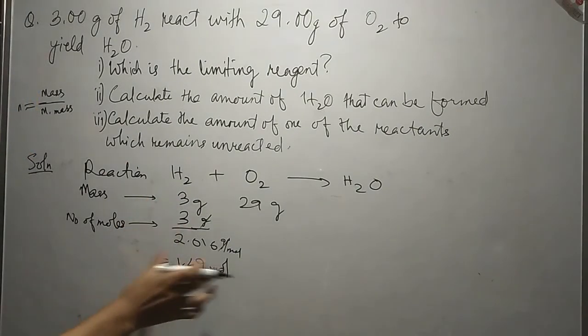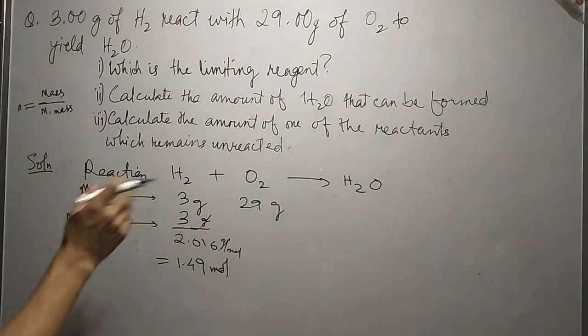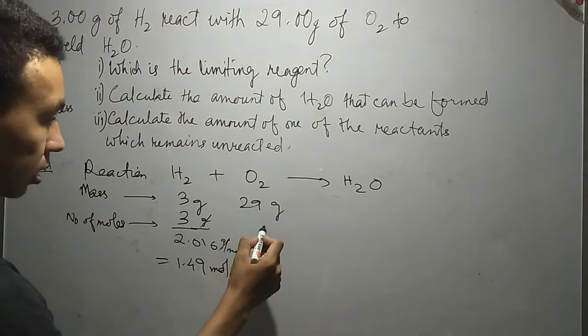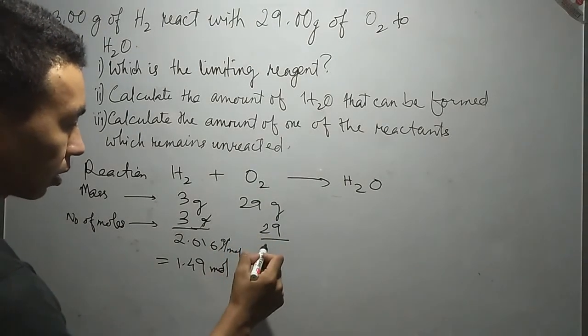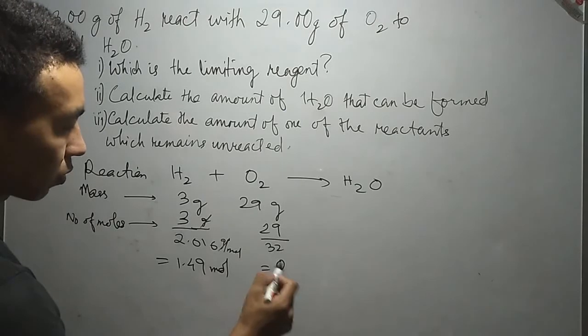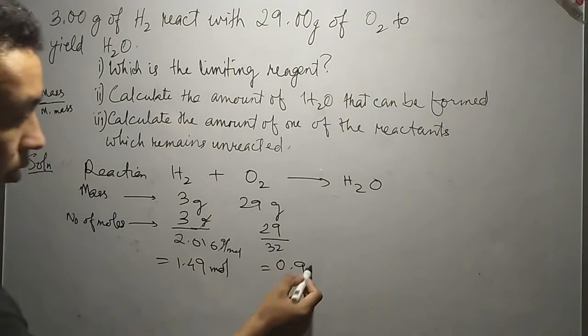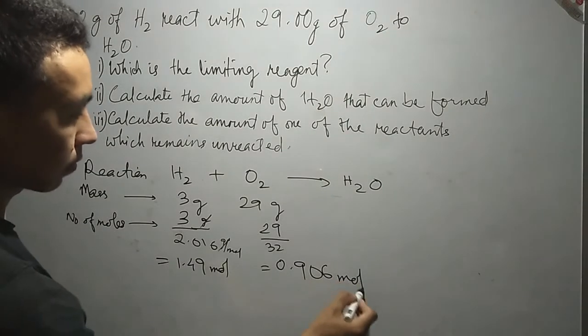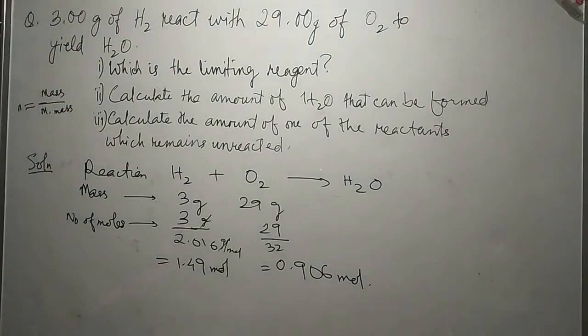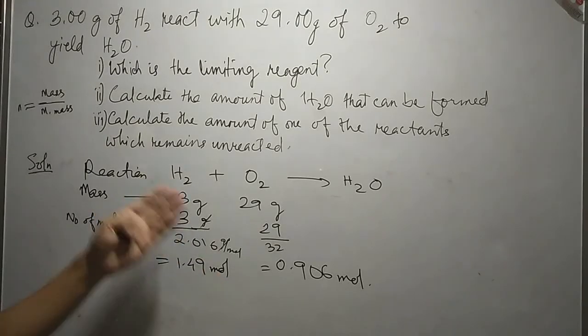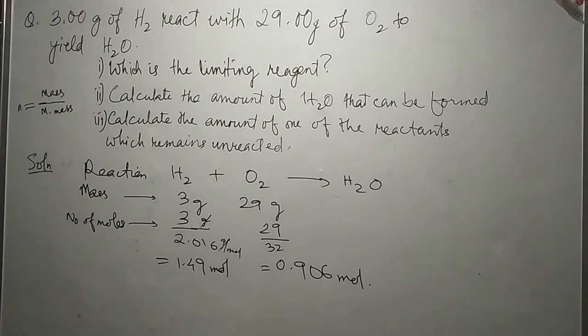So 3 gram contains 1.49 mole of hydrogen molecule, and for oxygen it will be 29 divided by 32, which is equal to 0.906 mole. So from the given mass of each reactant, we have 1.49 mole of hydrogen molecule and 0.906 mole of oxygen molecule.